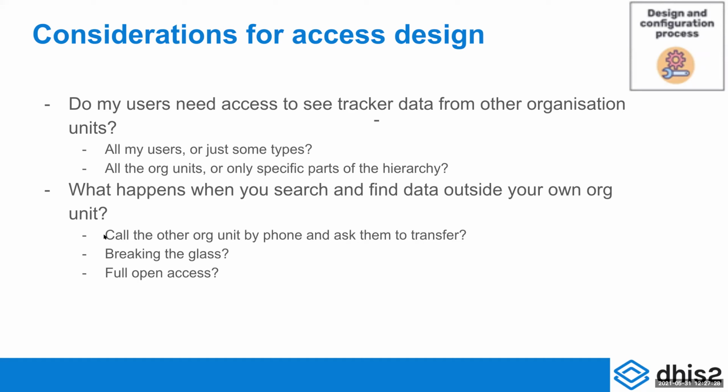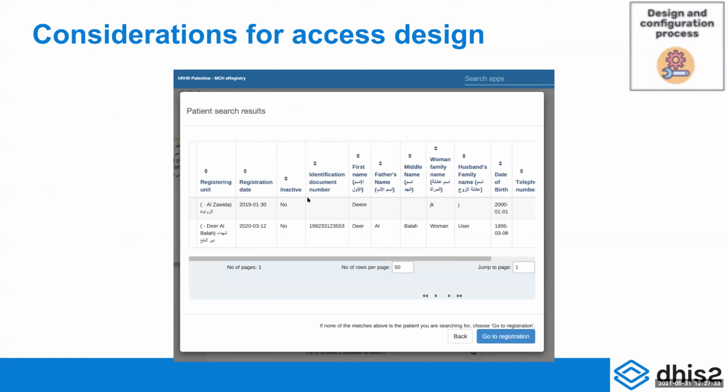One of them is that if you search and find someone in another org unit, like if you search for Deir and you find that in Deir el-Bala, there is a woman called Deir el-Bala woman, and this is the woman that you were supposed to work with. She walked into your clinic in Al Zawida. Then one option is to pick up the phone and call them and ask, can you please transfer this woman to us? We don't have any access. And this would be what we call the closed access.